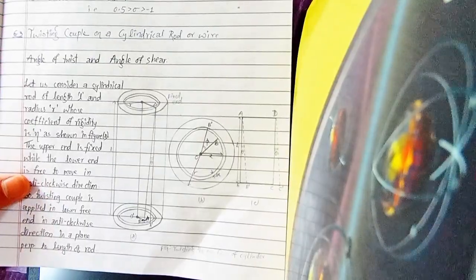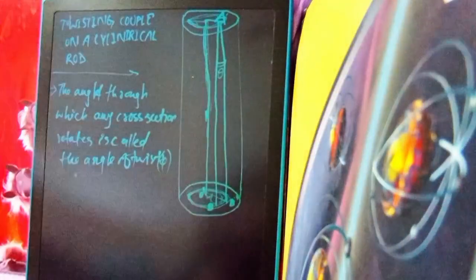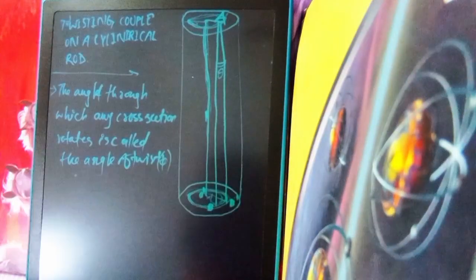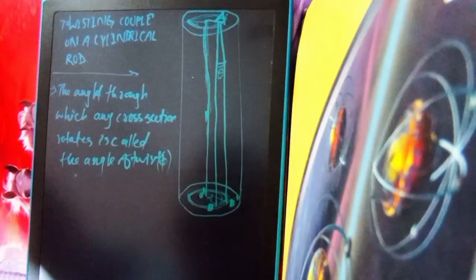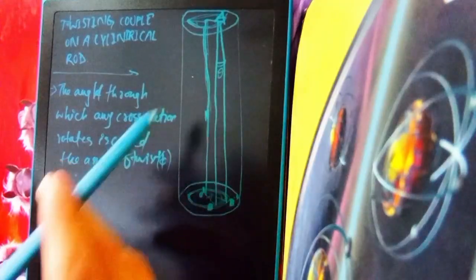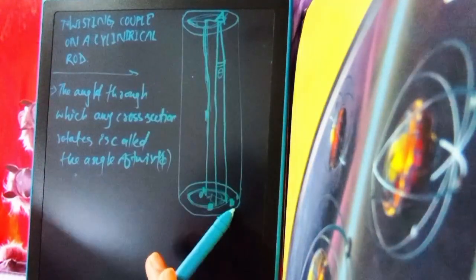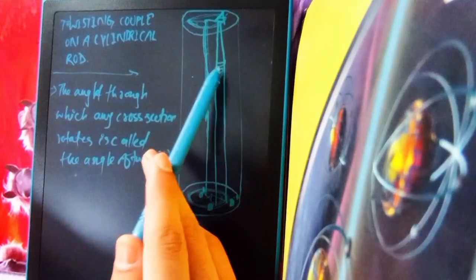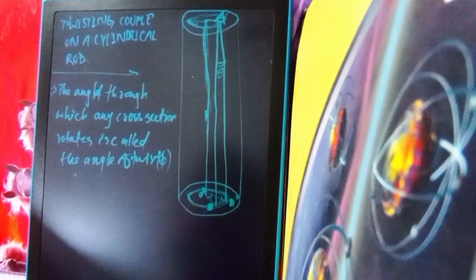You have to imagine it. Now, after we imagine that, we say the twisting couple shears the cylinder through an angle BAB dash, which is theta, and this angle is called the angle of shear, being maximum for the outermost layer and minimum for the innermost layer.